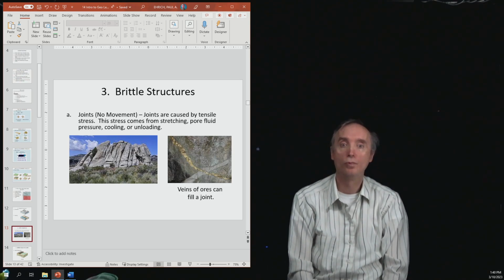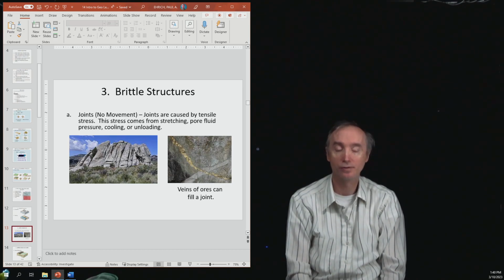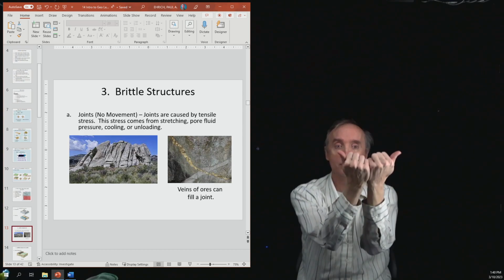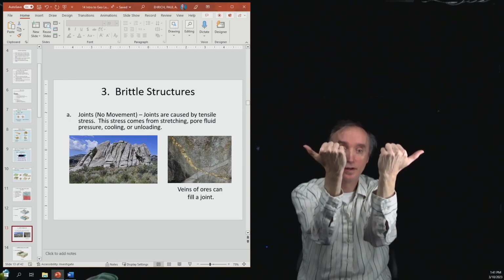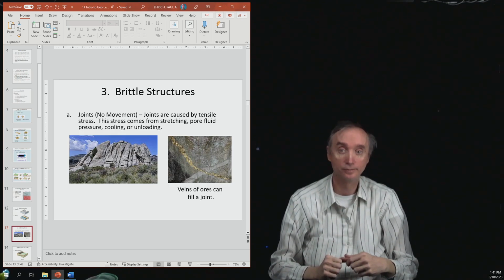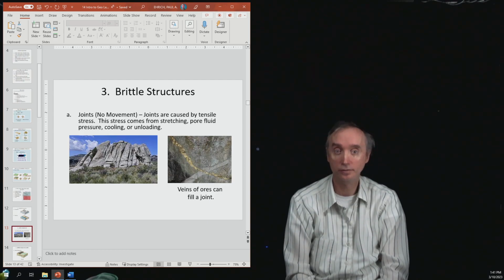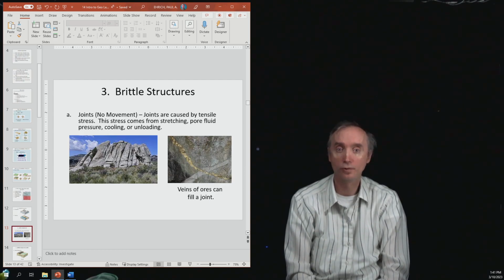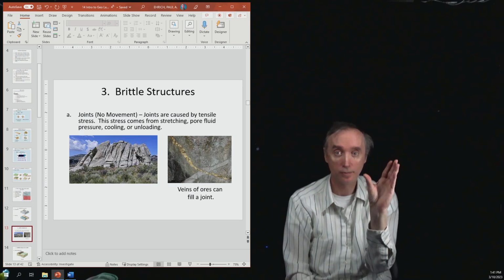Okay, so what is going to cause a joint to occur? So they're being caused by tensile stress. So that means that the rocks are experiencing a stress that is pulling them apart. So this stress could come from stretching. It could come from pore pressure, so fluids getting into the rock and then causing the rock to break apart.